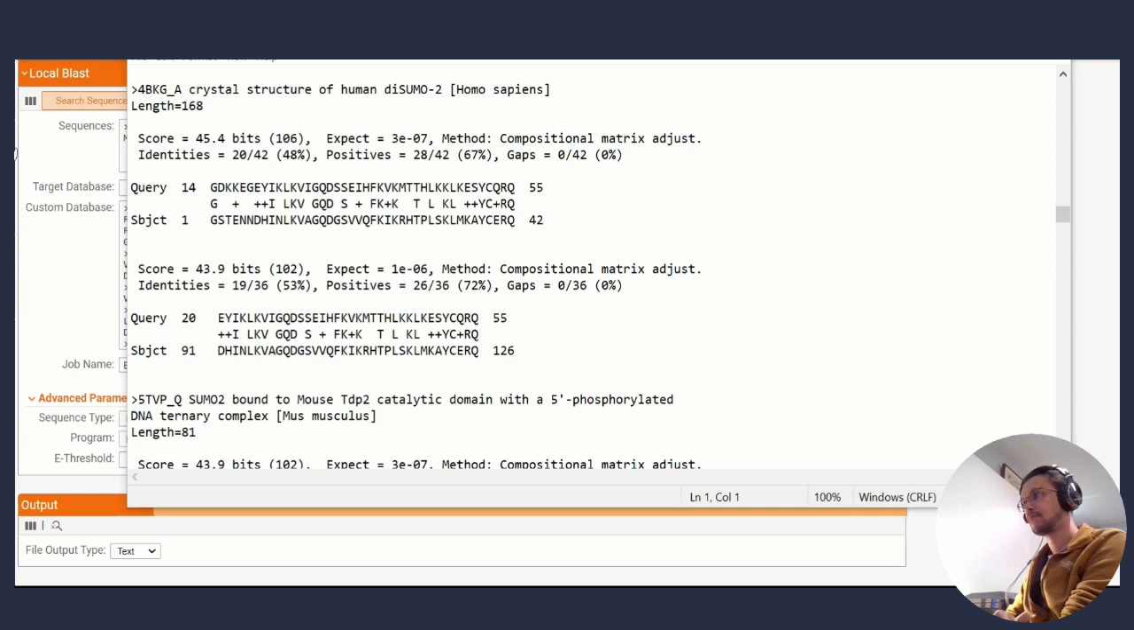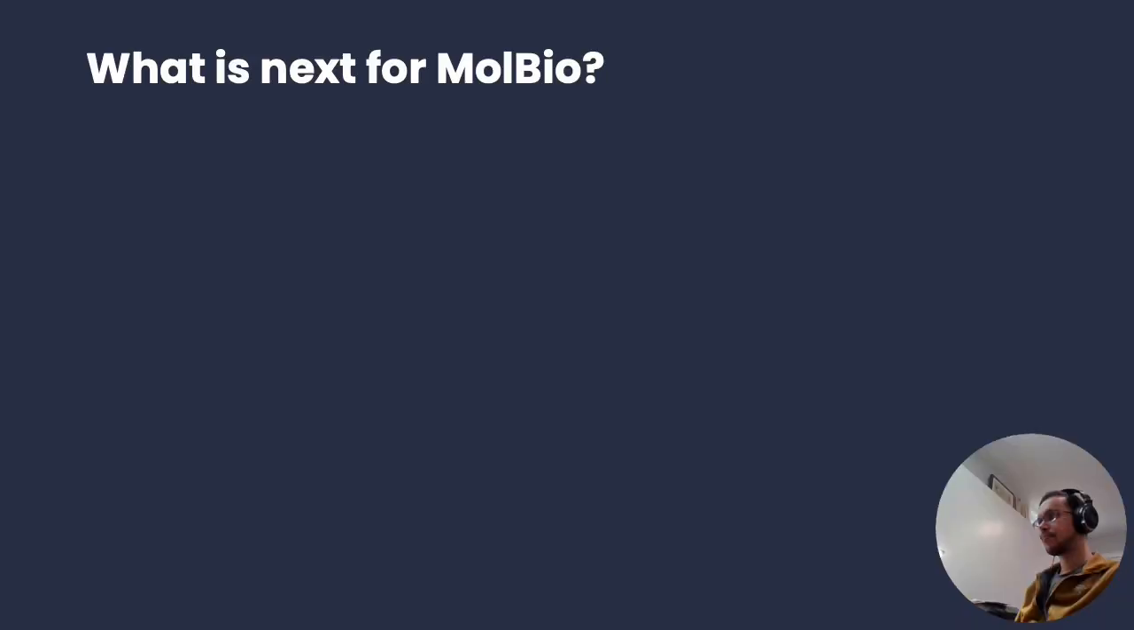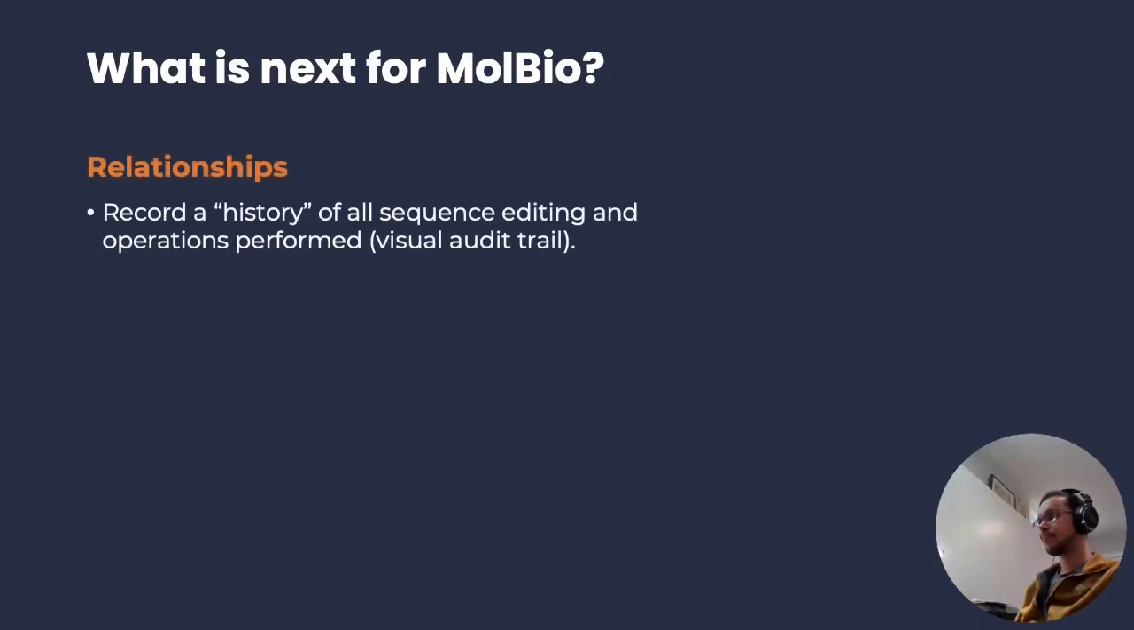And we are done with this functionality over here. The next step will be to do the sequence alignment. Of course, Molbio is not going to be static software. What we'd like to be able to do in the future as we keep working on this software is to add in more useful features.